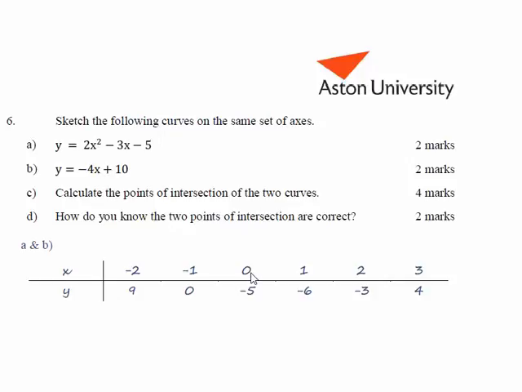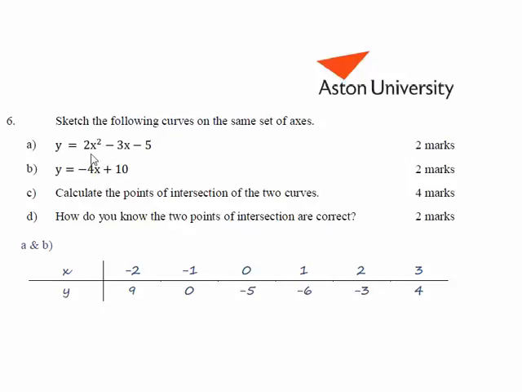When x equals 0, y is equal to minus 5. When x equals 1, that's going to be 2 minus 3, so that's minus 1. Minus 1 and minus 5 is minus 6. When x equals 2, 2 squared is 4 times 2 is 8. 8 minus 6 is going to give us 2. 2 minus 5 gives us minus 3.